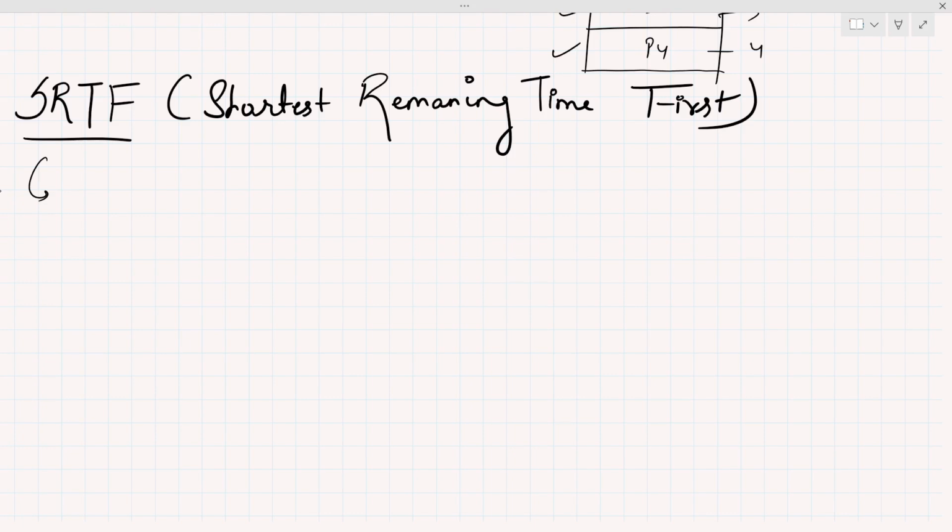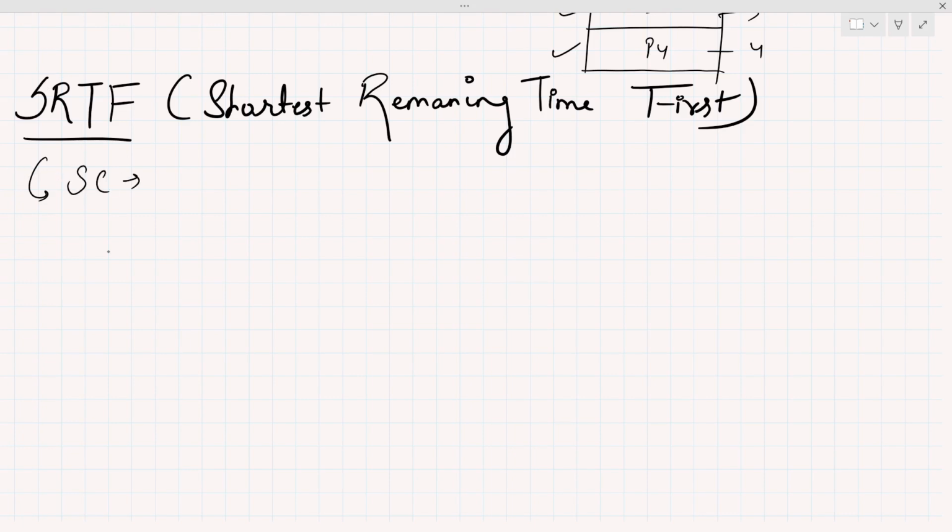SRTF means shortest remaining time first. It's like a big brother of SJF, shortest job first. Why do I say this? Because they both do the same thing, but SRTF does it in a preemptive way. What does this mean? Let's understand this. But first of all, what is it?